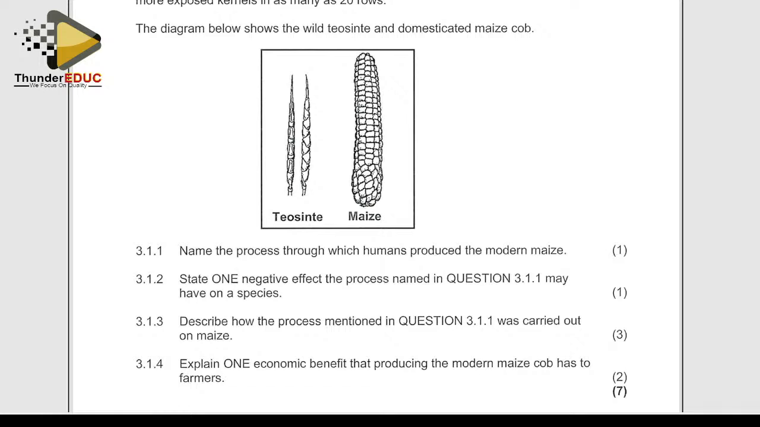State one negative effect that the process mentioned above may have on the species. So first of all, the ones which are not desirable might go extinct because they're not given a chance to reproduce. That's number one. Number two, it might change the taste of these individuals. Number three, you can mention any of what you think. They want only one.